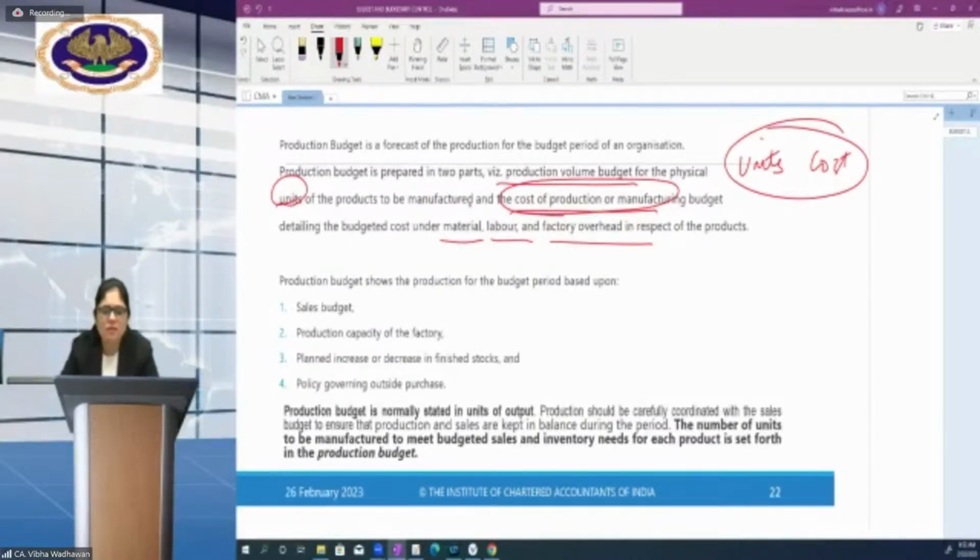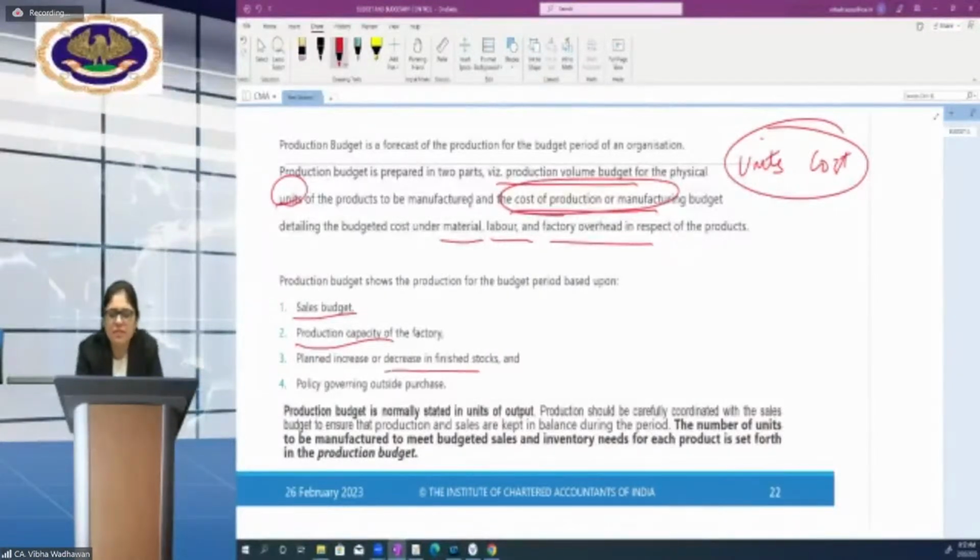All right. So the production budget is based upon the sales budget. First of all, our base is the sales. How much sales is expected to be done in the future? Then production capacity. Do we have that production capacity or not? Accordingly, the production budget is made.